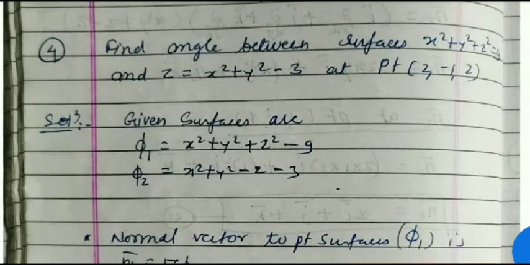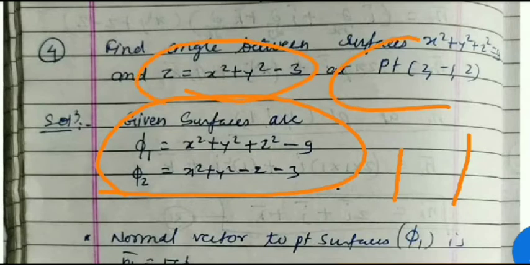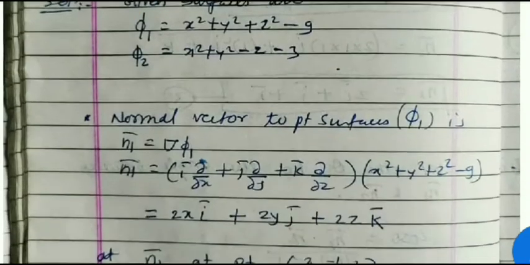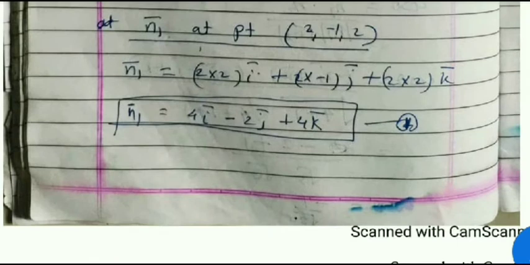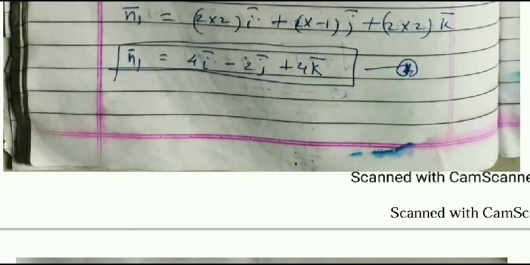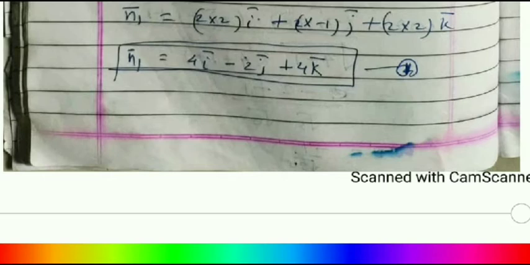So you know the procedure how to calculate the angle. Write these two surfaces in point function form, then apply the formula, take differentiation, calculate n1 bar, put the point (0, 2, -1, 2) in this vector. Finally we find the first normal vector n1 bar equals 4i minus 2j plus 4k.